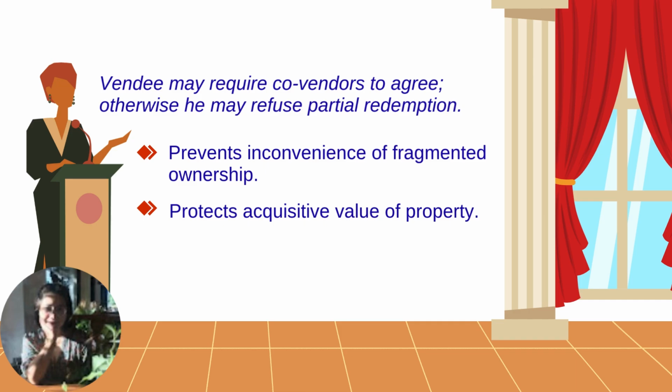So the vendee may demand of all the original sellers or co-heirs that they come to an agreement upon the repurchase of the whole thing sold. If the vendors or co-heirs fail to reach an agreement on redeeming the entire property, the vendee cannot be compelled to consent to a partial redemption. So this provision's primary purpose is to prevent the inconvenience of fragmented ownership, to protect the acquisitive value of the property of the vendee. So it ensures the vendee can either transfer the whole property back or keep it intact.